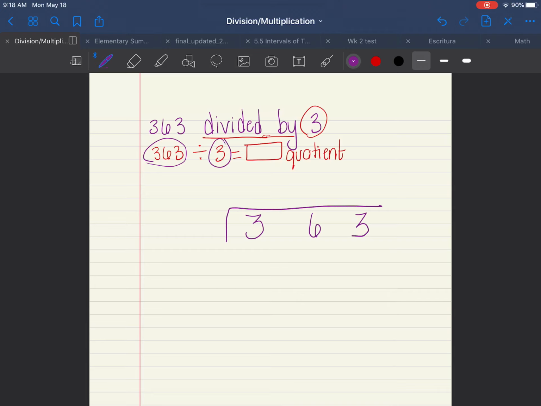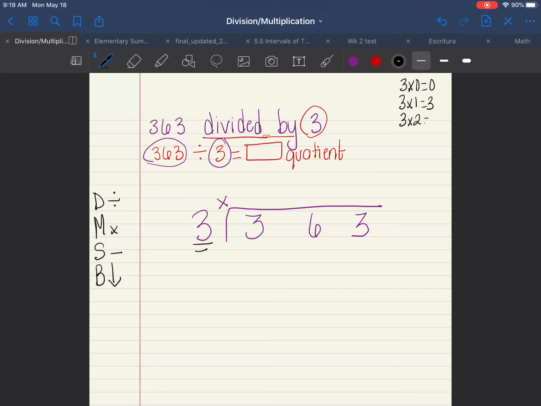So first things first, I'm going to get the big number, my dividend. I like to write it spaced out. Inside the house, my divisor is 3. And don't forget times. Since we are dividing, we can use dad, mom, sister, baby, brother, or dirty monkey smell bad, which is divide, multiply, subtract, bring down.